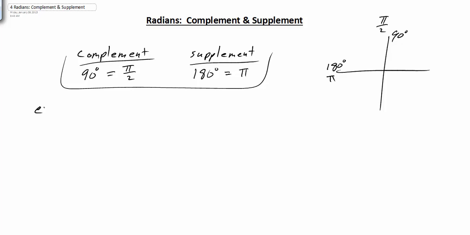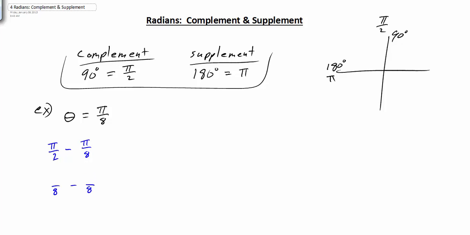So if we look at the first example, if our angle theta is equal to, let's say, pi over 8, we want to find the complement and the supplement for this particular angle. Well, it's easy to find the complement. We're simply going to take pi over 2 and subtract away pi over 8. In order to do that, we need a common denominator of 8.